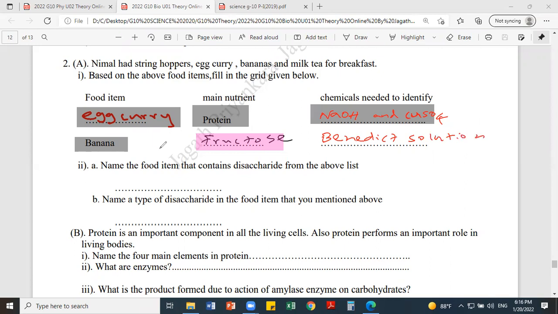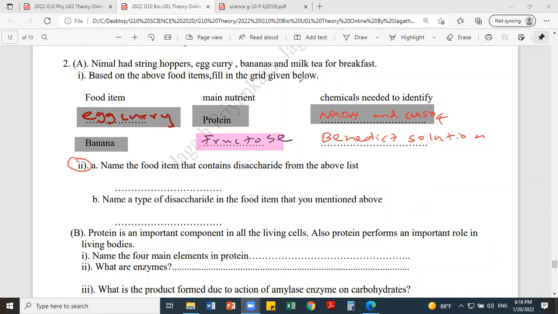Right, next one, name the food item that contains disaccharide from the above list. Which food item contains disaccharide? Number 2, part 2A, the answer. Yes, any volunteers? Sandusha, Satsarani: milk tea. Sohana: tea. Hiru: milk tea. Very good.